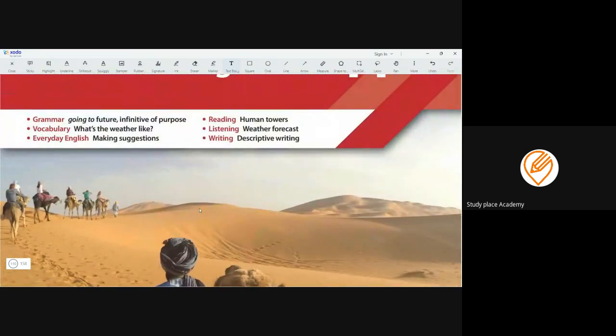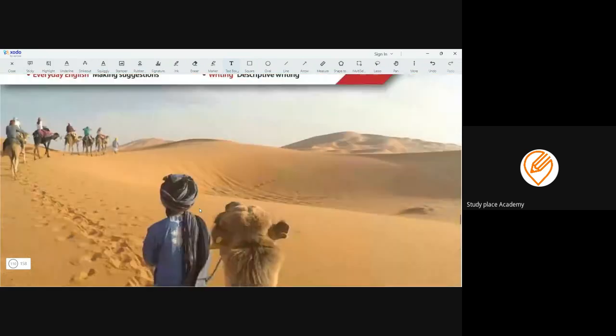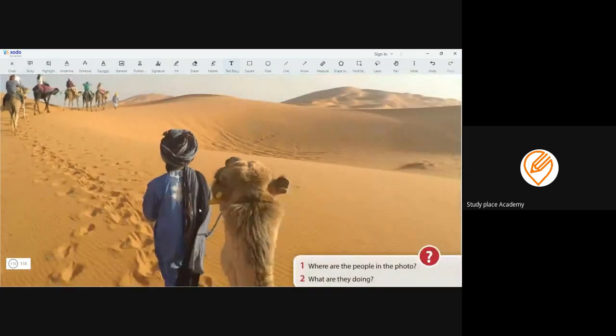I don't know if anyone has different thoughts about this picture. I see about seven men or maybe eight. Eight. 1, 2, 3, 4, 5, 6, 7. And with the second one, there are eight. And there are seven camels. So I think they are traveling because people in the desert, all they are doing is traveling.